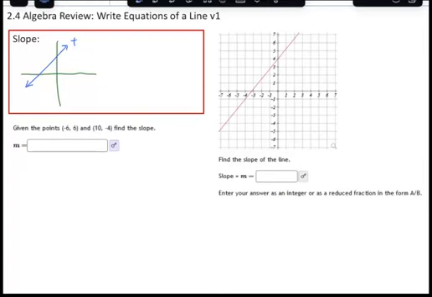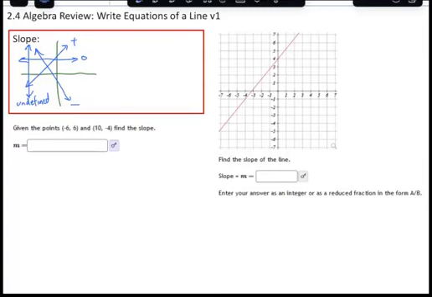If the slope goes down and to the right, it's going to be a negative slope. If it's a horizontal line, meaning it's flat, it's going to have a slope of 0. And if it's a vertical line, it's going to have an undefined slope. Those are the four possibilities when you're dealing with slopes.